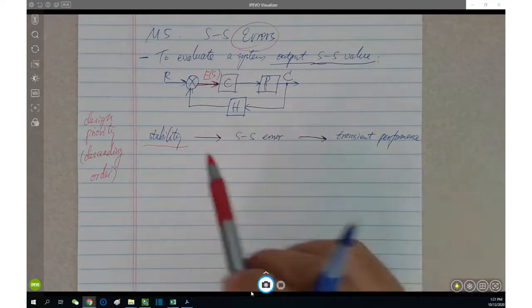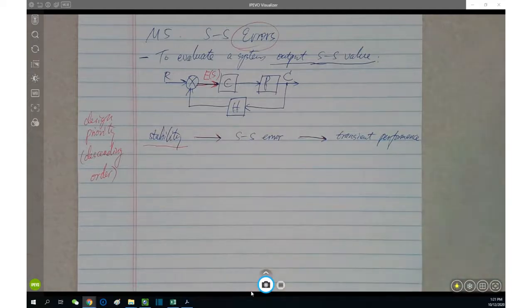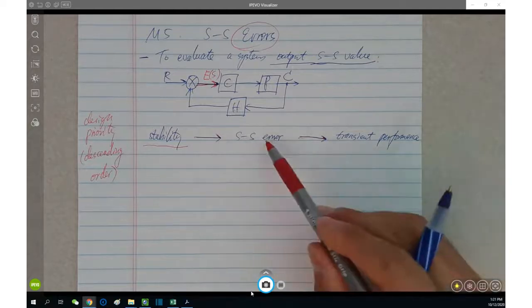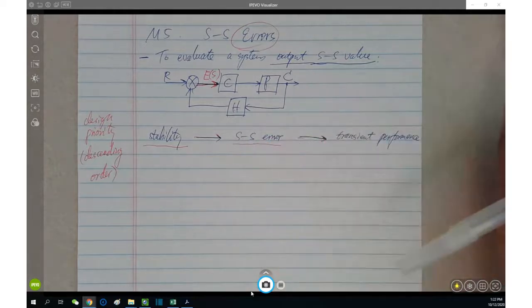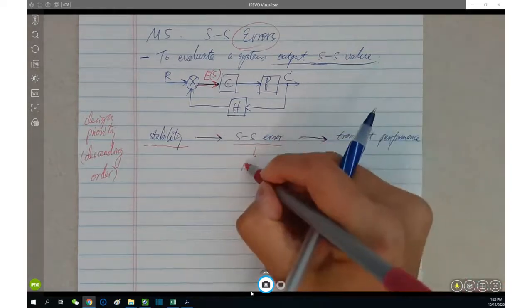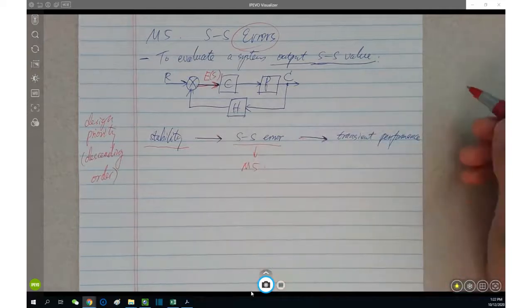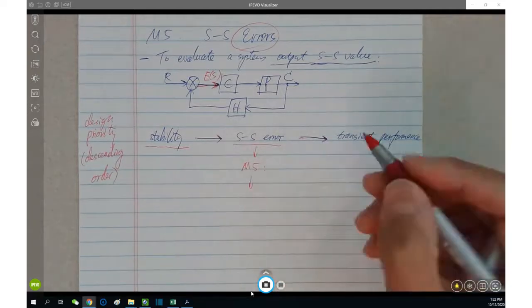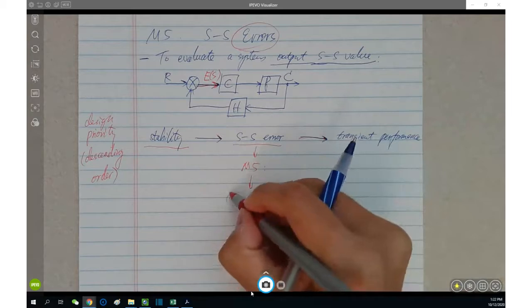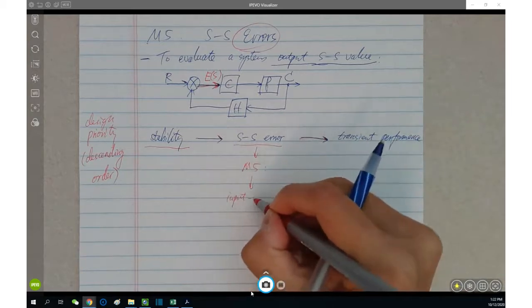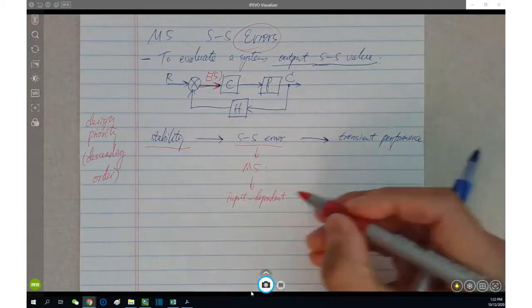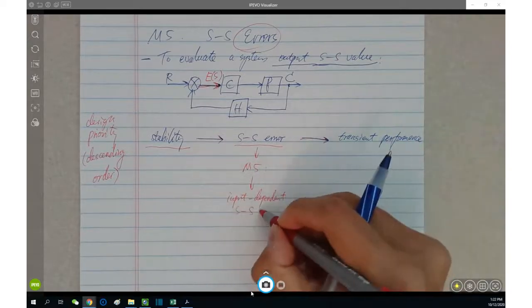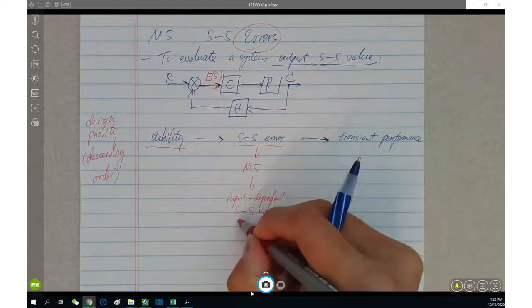Okay, so stability is number one. You need to first of all guarantee the system is stable, and then you go ahead to talk about the steady state error. Steady state error means module 5, which further, of course, means in detail, they're talking about input dependent steady state value performance.